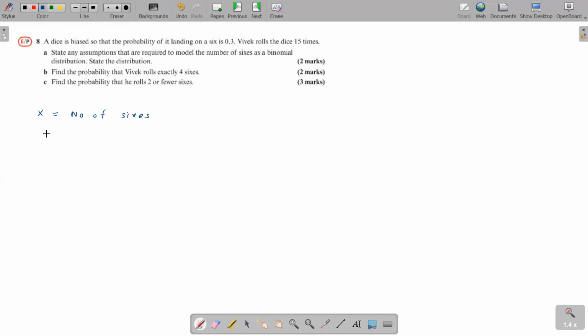And then what's the assumption? We assume that sixes occur independently. Or you can assume that the dice rolls independently. You can say that the dice rolls independently. All right, and then X follows. They're asking you to state the distribution. So state it. X follows a binomial distribution.